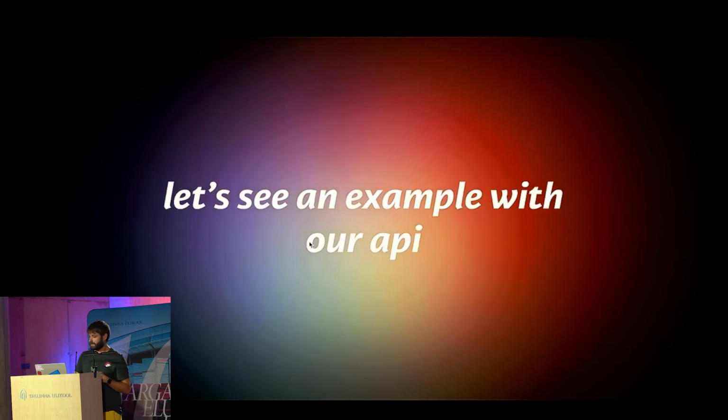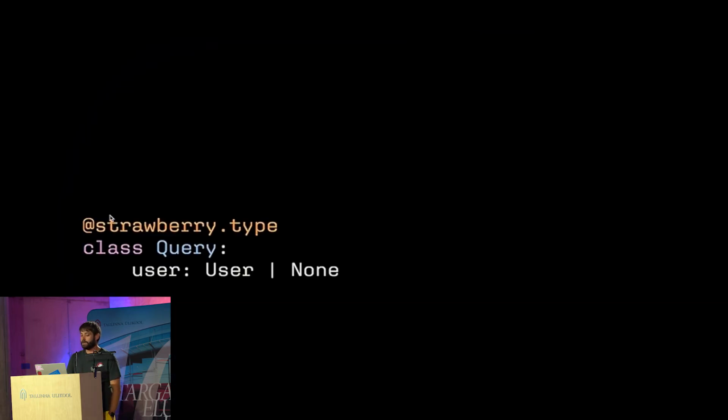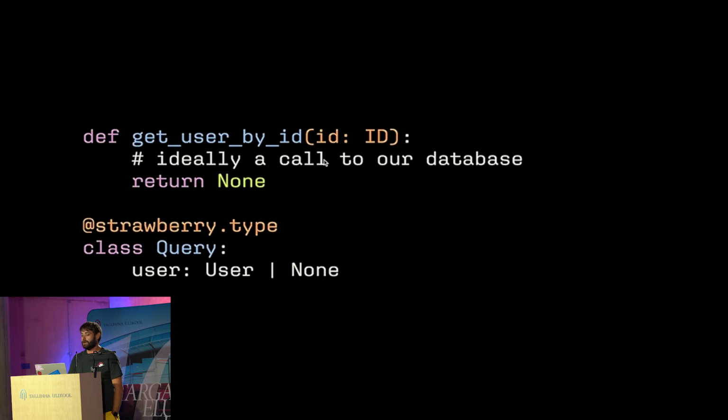So let's see a more complex example with the API that we were looking at before. Here we have a query with a field user that returns a user or none, so an optional user. And then we have a getUser by ID. And here, the only difference is that we are now specifying a parameter, which is ID. Ideally, this would make a call to our database, but to keep the slide short, I didn't do that. And then same thing as before.